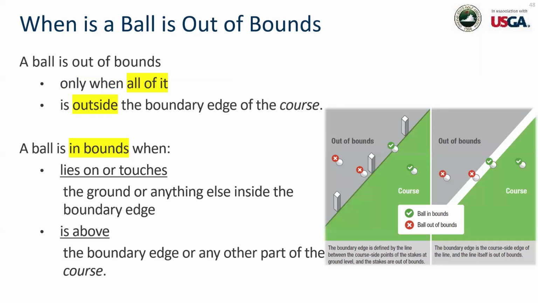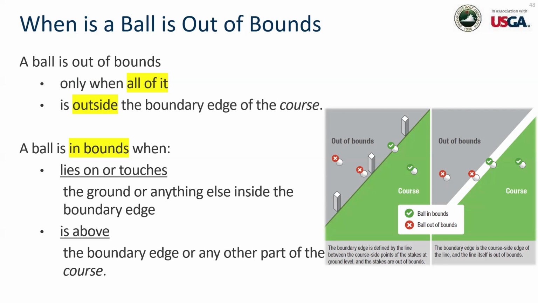And we have, when is a ball out of bounds? So a ball is out of bounds when all of it is outside the boundary edge of the course. We have examples of white stakes and white lines defining the golf course here. The way we're going to figure this out is we're always going to use the course side edge of those lines or stakes. So we see that line from green to gray. It is on the course side edge.